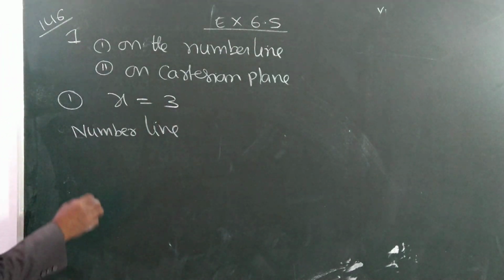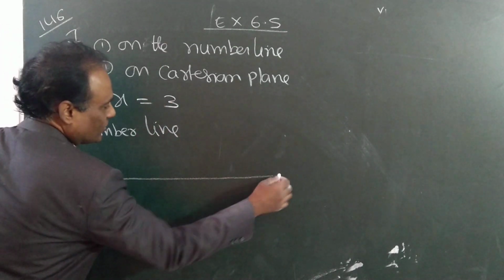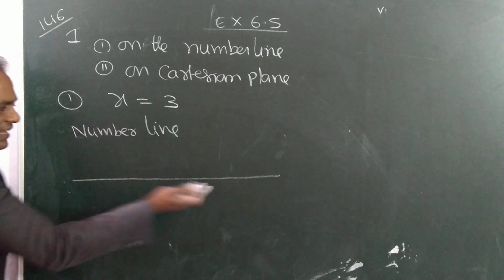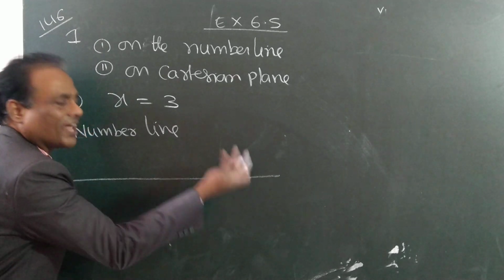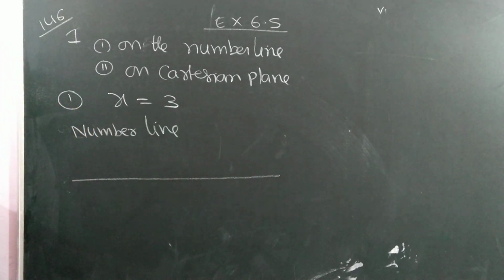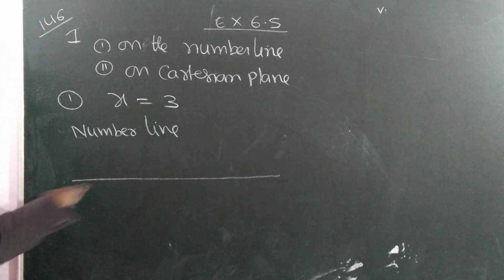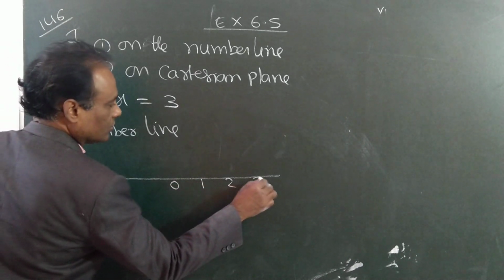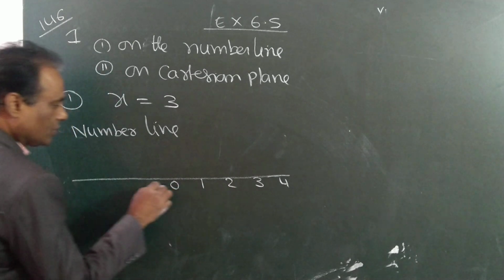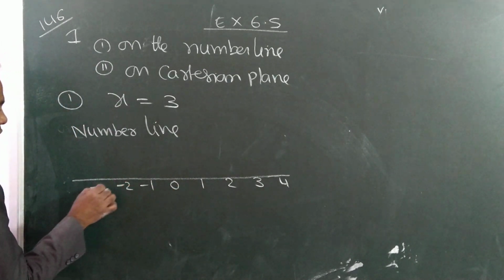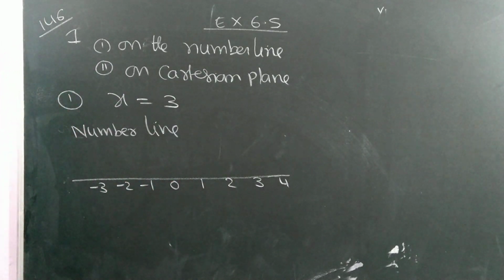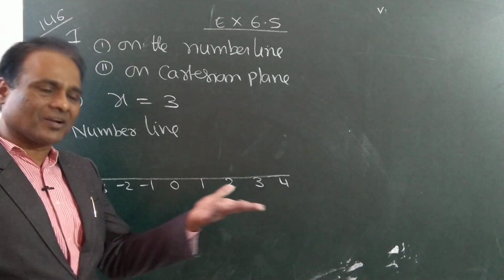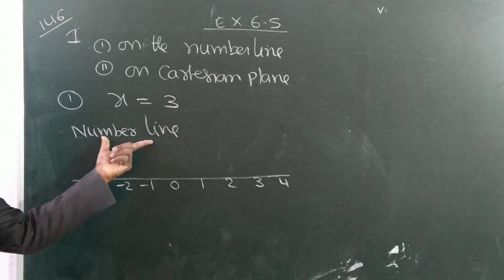See here. Number line means you draw a line. What is the meaning of number line? Draw a line and write the numbers on it. That's all, that is the number line. Draw the line with the scale 0, 1, 2, 3, 4, minus 1, minus 2, minus 3. This is the number line. Taking a line on which you write the numbers, that becomes the number line.